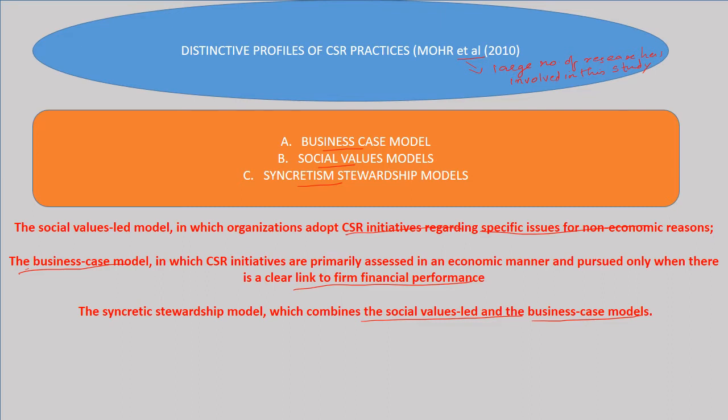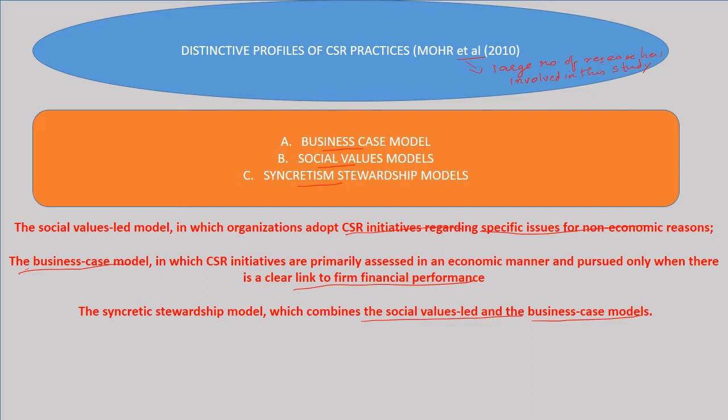Then the second one is the social value led model. In this model, the organization adopts CSR initiatives regarding specific issues for non-economic reasons. So according to the social value model, the companies are involved in certain issues only. Why? There are no specific economic reasons for that, but they are interested in a certain area. Like we discussed about Lego, right? They focused on the environmental issue, so they are planning to reduce their carbon footprint by 2030, or they introduced eco-friendly toys. We discussed that in the other slide. So they are focusing on a particular issue that is not for any economic benefit, right?